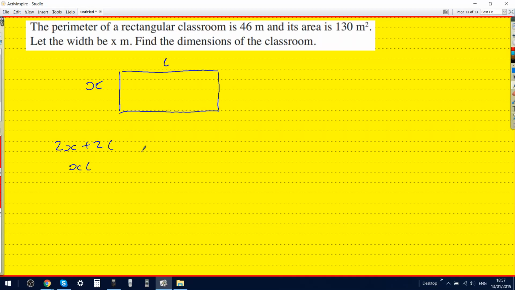Okay. So, to be fair, from here, yeah. So right, so 2x plus 2L equals 46. So x plus L equals half of that, so 23.